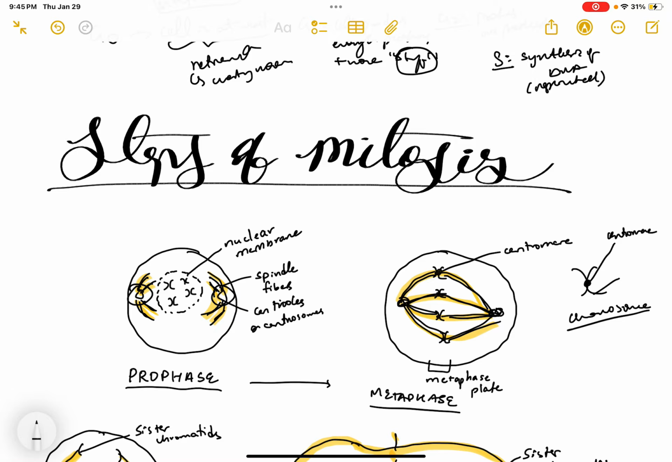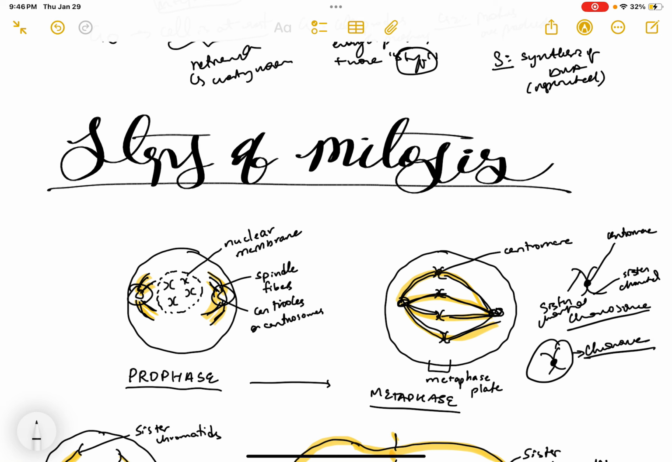And this is called a sister chromatid. And this is another sister chromatid. So if you join one sister chromatid and another sister chromatid, this centromere is what connects them together, and that's what makes a chromosome kind of form.